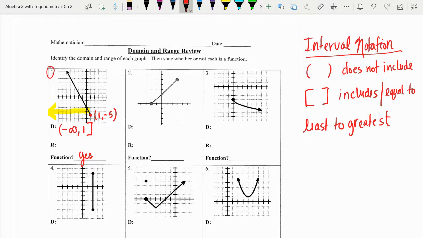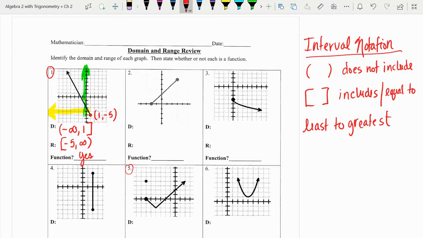The range, using another highlighter, know that it doesn't go below -5 and then goes up to infinity. So for the range, I'm going to put -5 to infinity. There's the first problem. Next problem I'm going to do is number 5.